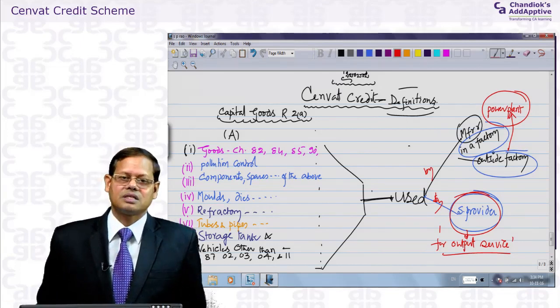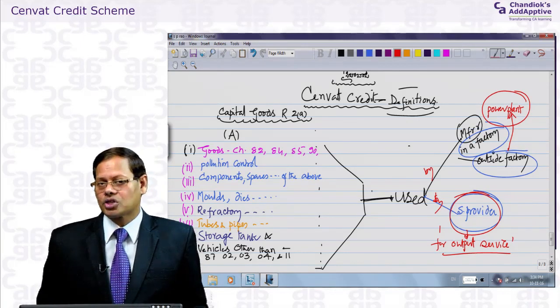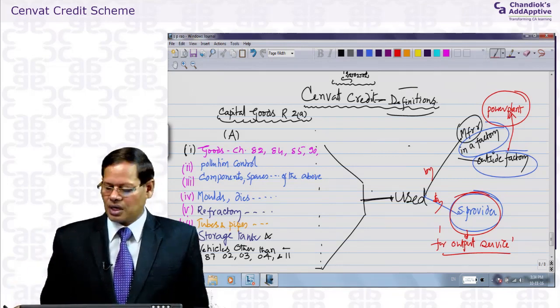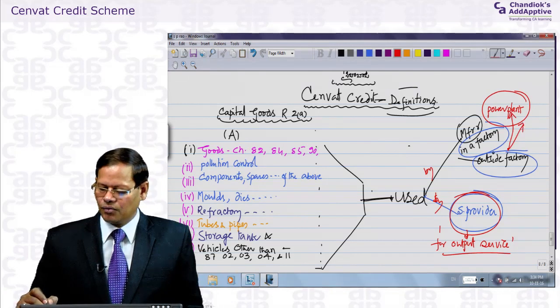A power plant established outside the factory, but if the power is drawn to use in the factory, then that is also capital goods. And recently they have also added goods used outside the factory for pumping of water. Pumping of water, for water pumping, this is a very big activity.